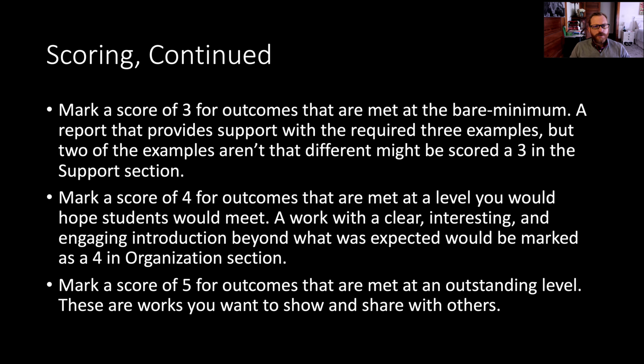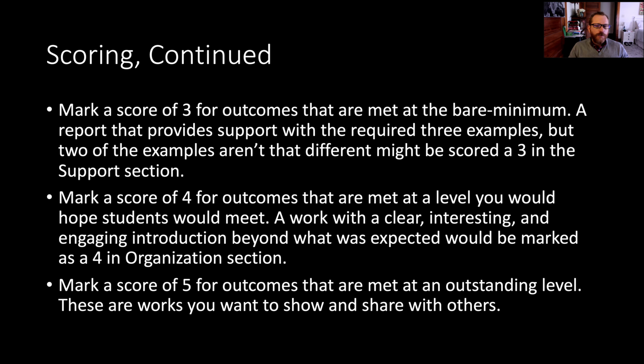As we get higher in the score, 3 is our average. It's acceptable, it's bare minimum. They did just everything required, but it's not necessarily something that you're thrilled about. Let's say a student provides support with the required 3 examples, but 2 of those examples aren't really that different. You might score that a 3 because it technically met the goal of the assignment, which was to provide 3 examples, but the way they did it was kind of skirting the rules, not cheating.